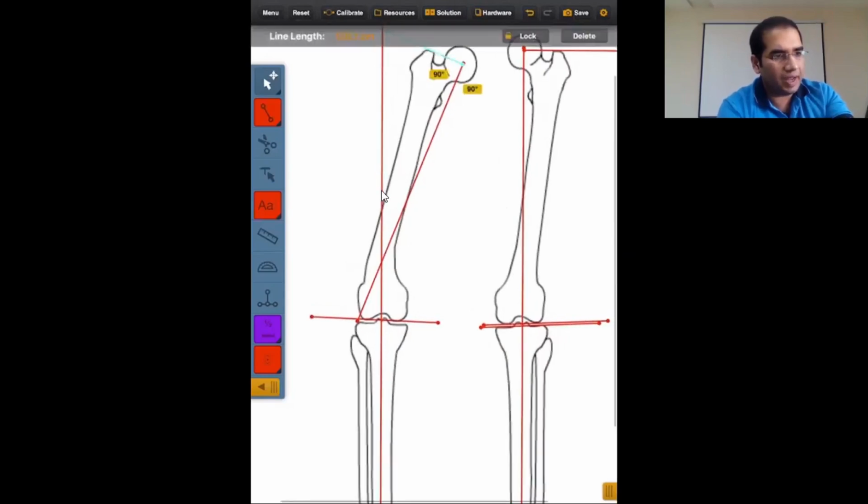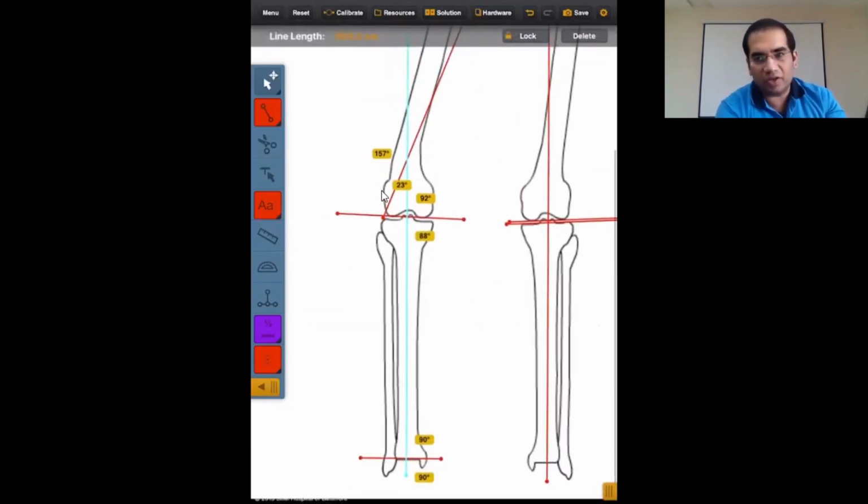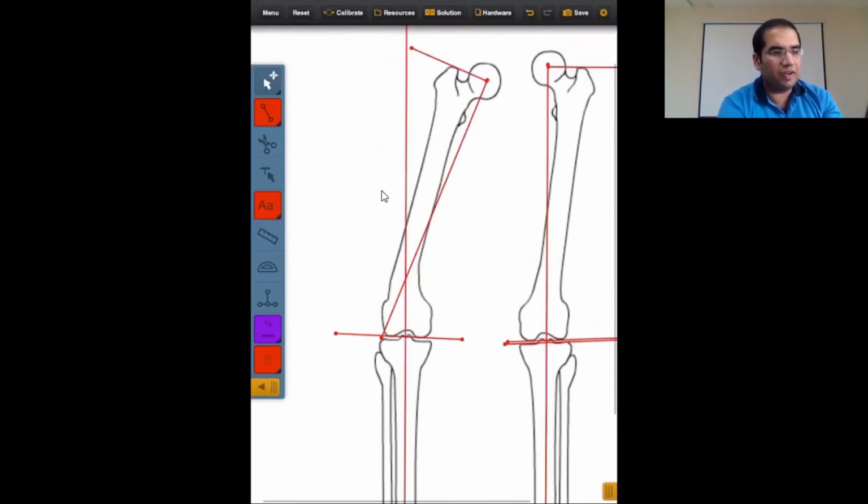I have drawn a 90-degree reference line here, and an 88-degree reference line, which, since the tibia is normal, is passing through the center of the tibia. And this has given me the location of the deformity. I hope this was clear to you all, because this is the simplest scenario in which we can correct the deformity. We can calculate the deformity just by extending the mechanical axis of the proximal femur and the distal femur as well.